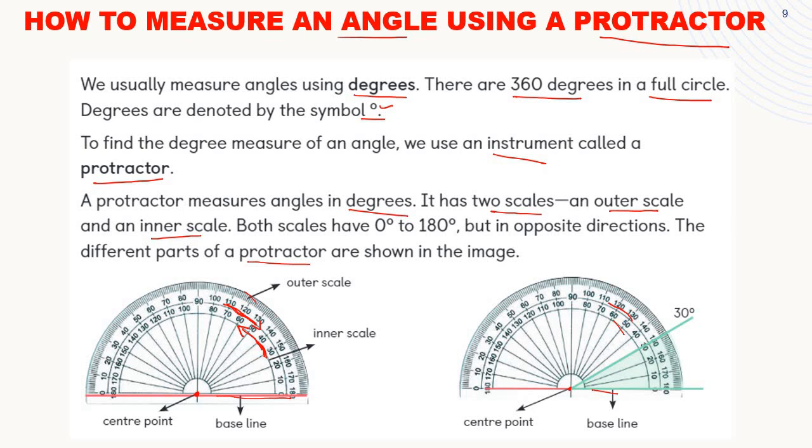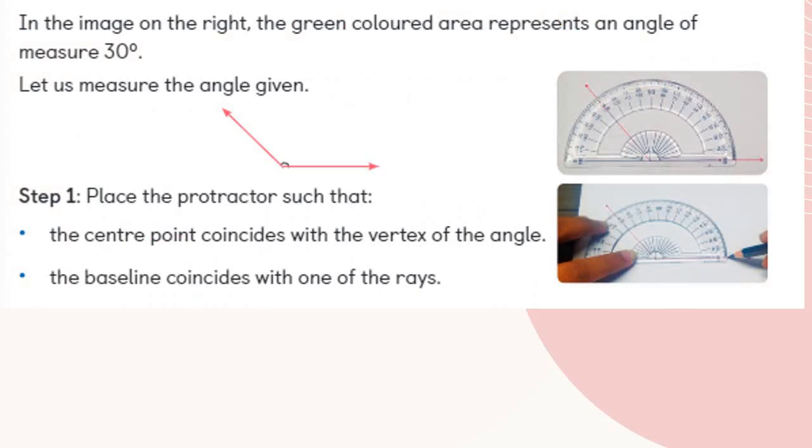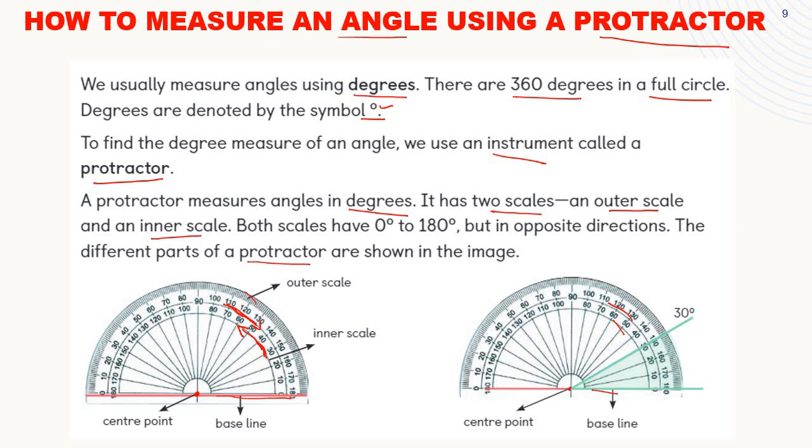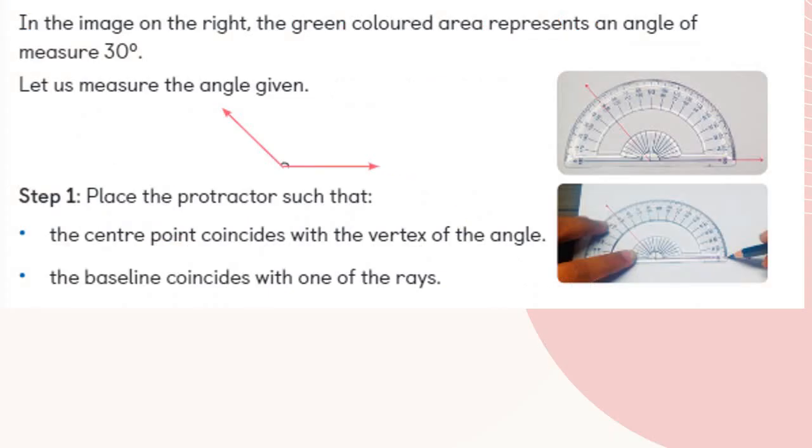Now we will see how to measure an angle. In the image on the right, the green colored area represents an angle of measure 30 degrees. Let us measure the angle given. See this image. In the image on the right, the green colored area represents an angle of measure 30 degrees. Let us measure the angle given here.